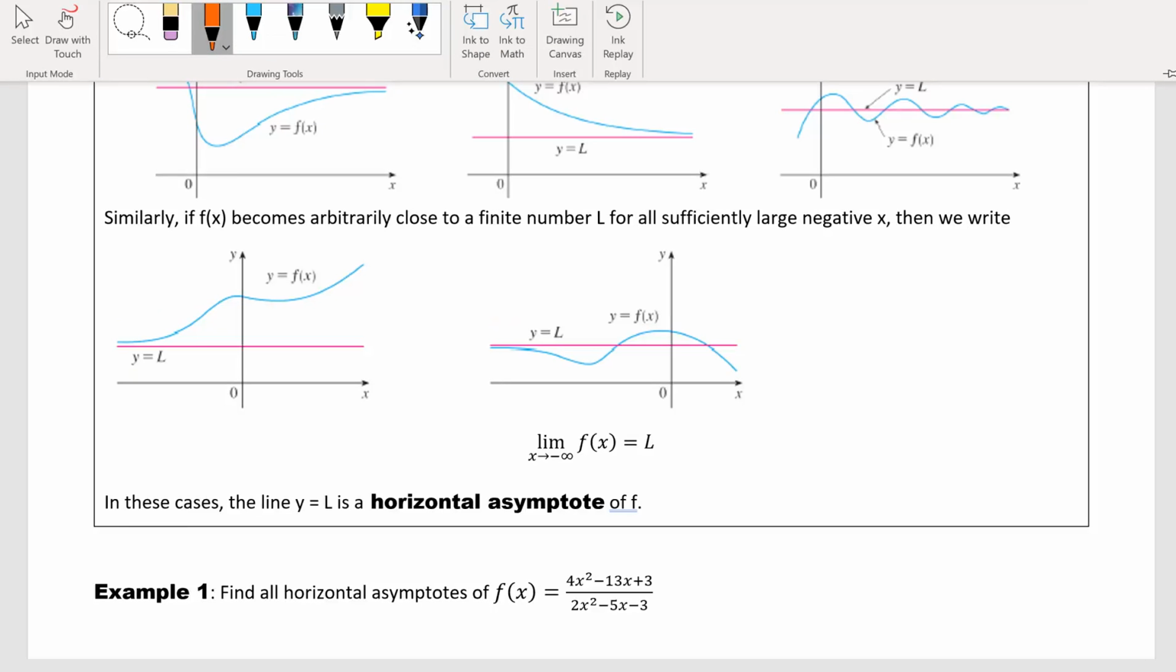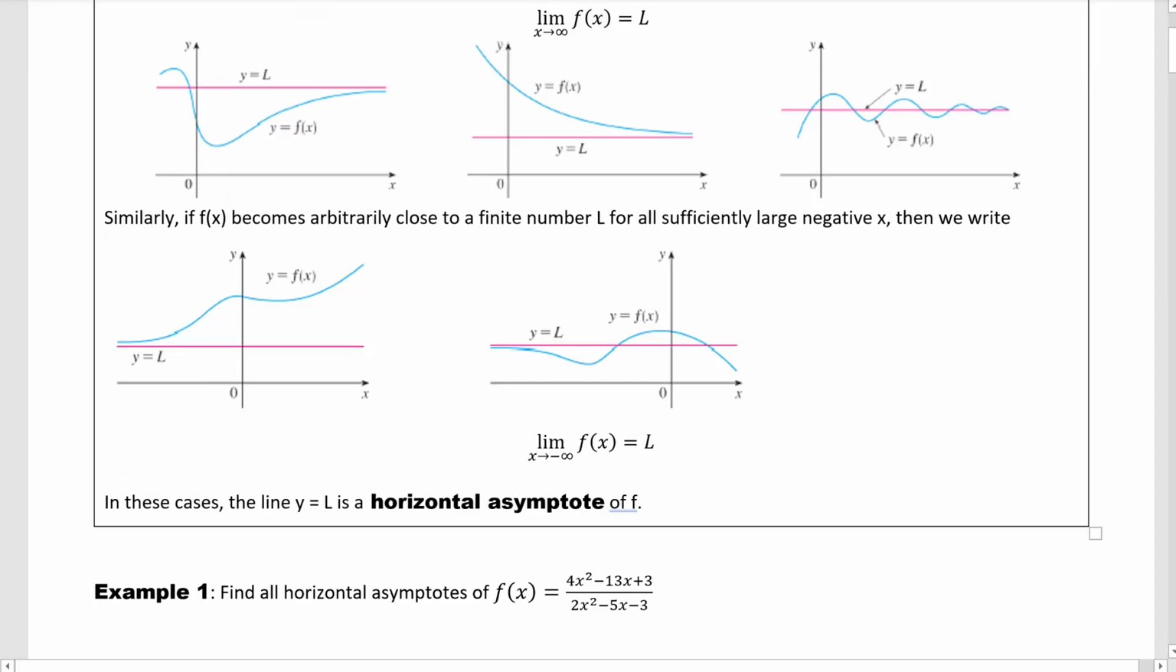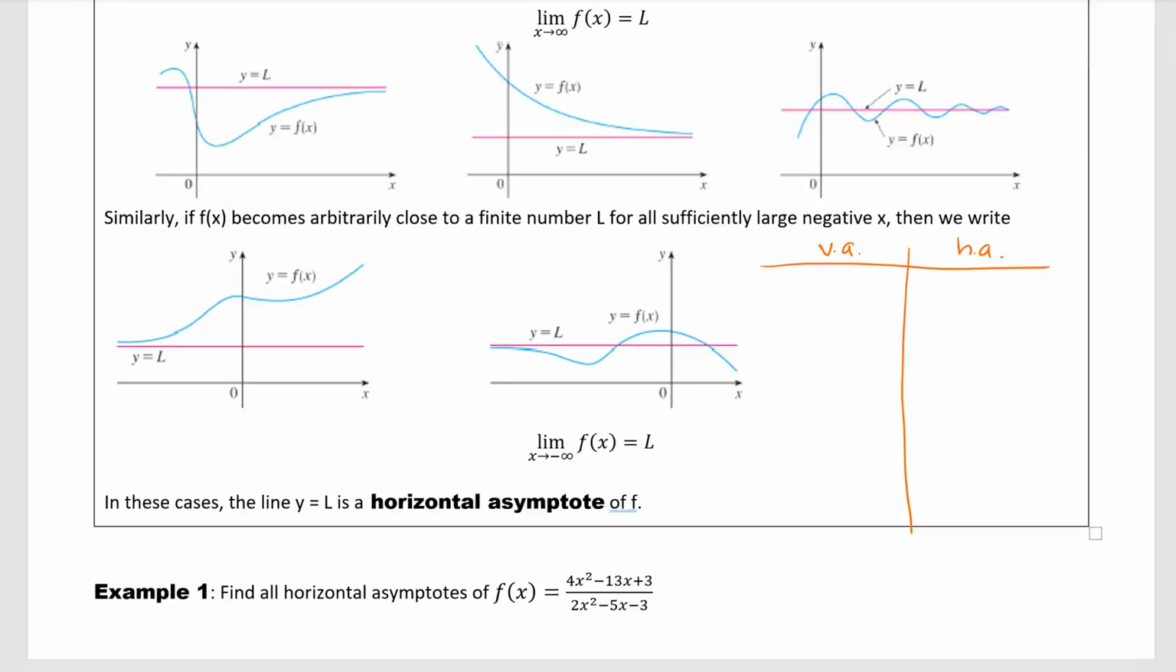Okay, so I also want to make a comparison with you. Let's compare the vertical asymptotes and horizontal asymptotes. Okay, let's talk about the number. How many vertical asymptotes can we have? Well, we can have 1, right?